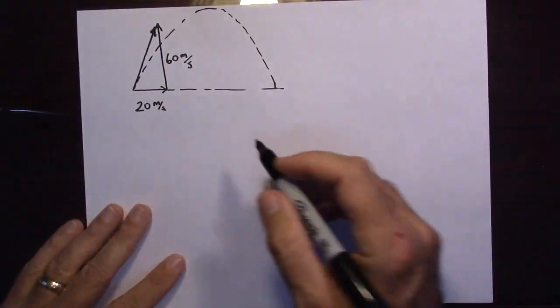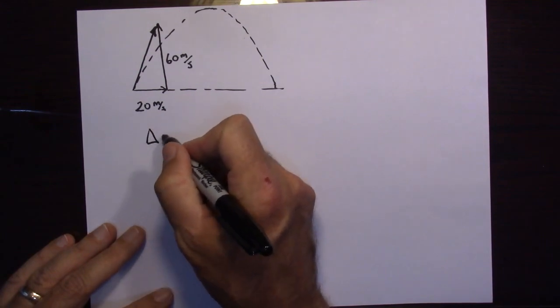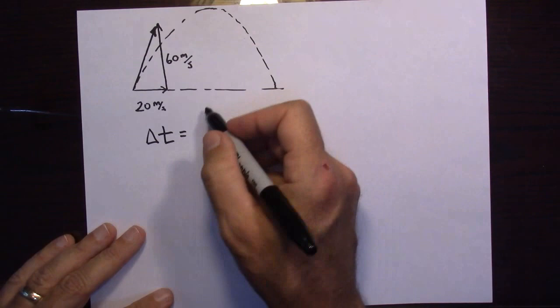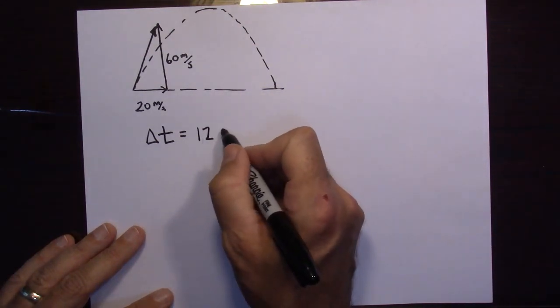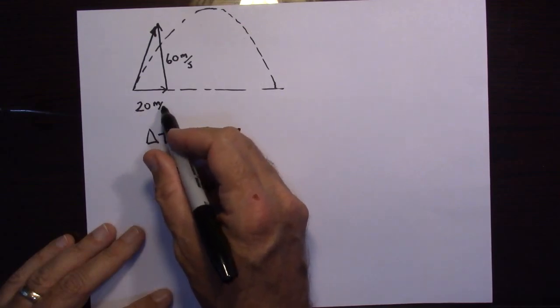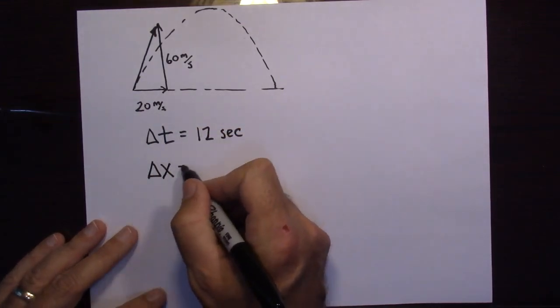So let's see, this is in the air for 12 seconds. So your time in the air is 12 seconds, 6 up and 6 down, so that's 12 seconds. And you're going 20 meters every second that it's in the air, so that's going to be 240 meters.